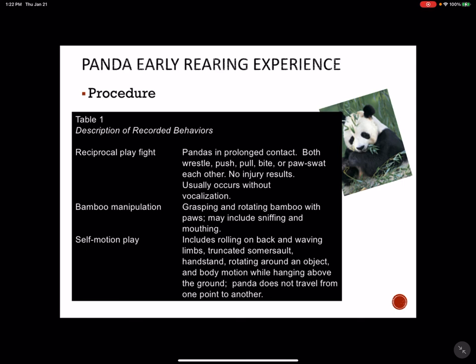So those are three species typical behaviors that are very well defined. And so researchers could agree when they recorded the amount of time that pandas engaged in these behaviors.